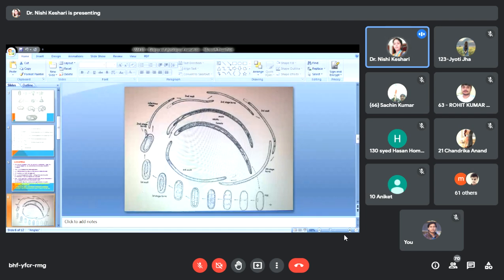So when you are seeing nematodes under the microscope, just to identify whether it is male or female, you look for their vulval structures or their spicule structures. If they are not there, it means they are juveniles. Okay.